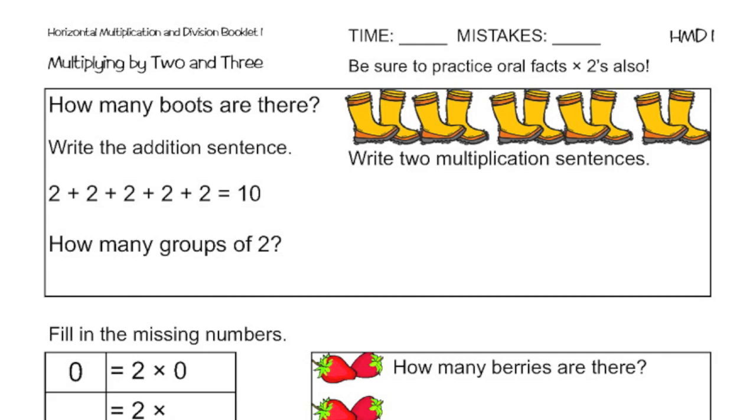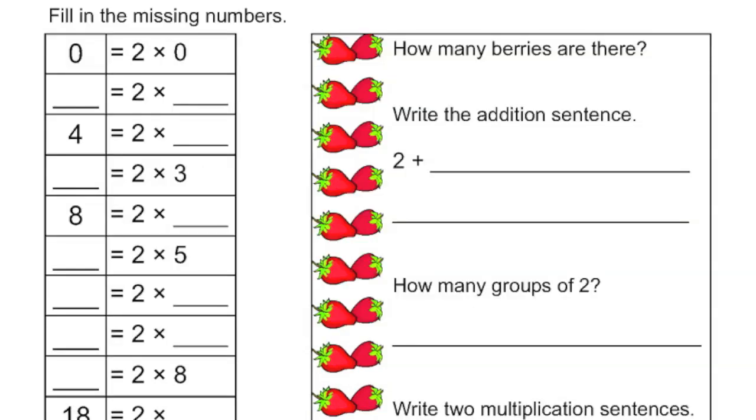So I could either write 5 times 2 is equal to 10, or I could write 2 times 5 is equal to 10 when I'm writing multiplication sentences. It doesn't matter which one is which. They're all going to be equal to the same number, which is 10.